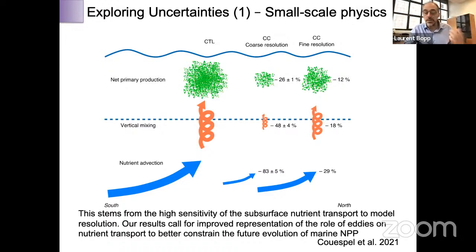And so these processes depend, of course, on the very small scale, but they also depend on how the small scale physics affects the general circulation in these models. And this seemed to be a very important process. So basically those results call for an improved representation of the role of eddies on nutrient transport to better constrain the future evolution of marine NPP. So there are lots of new processes to explore.